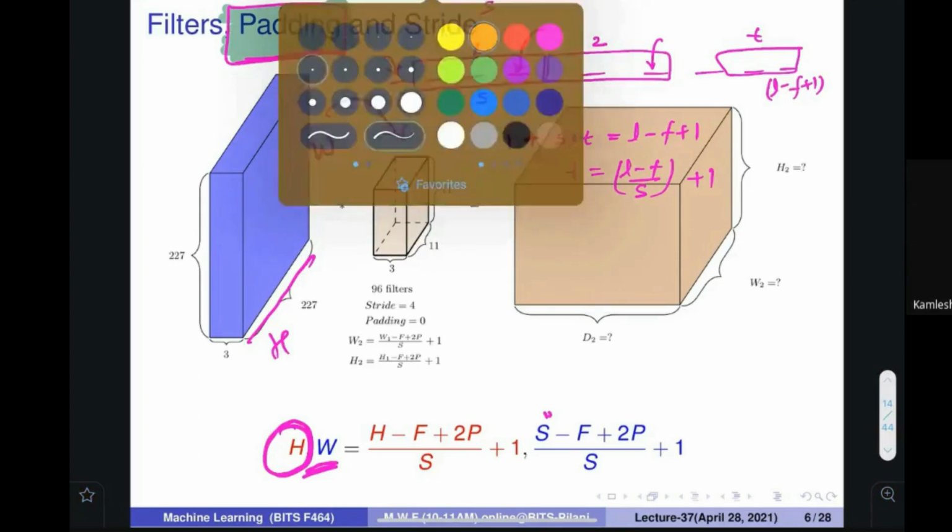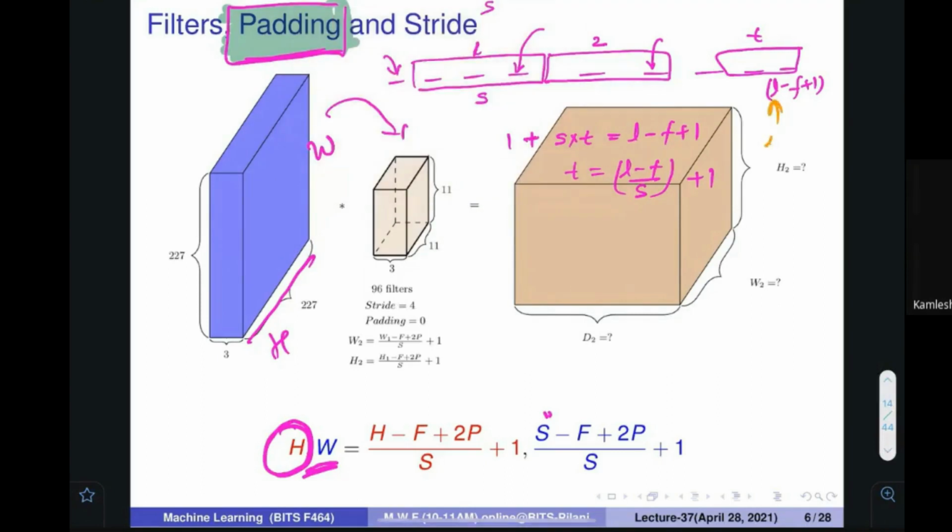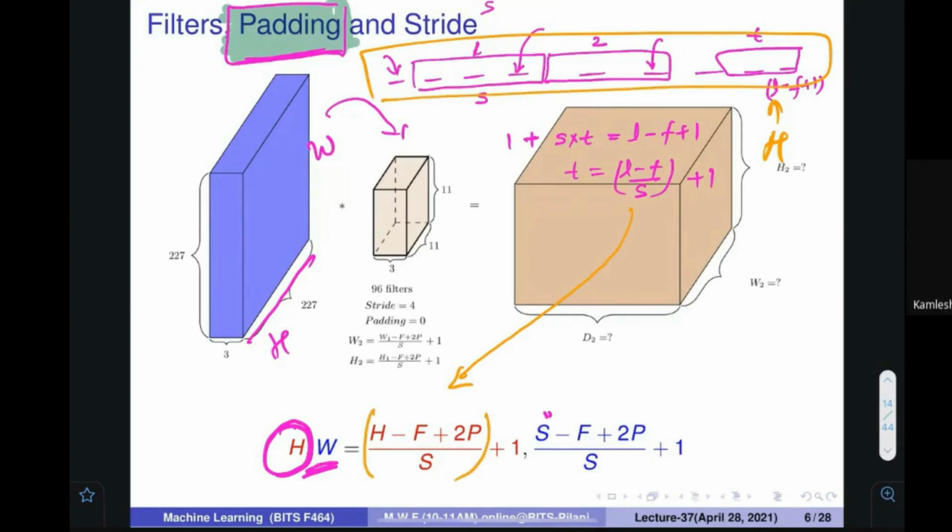I'm going to talk about that. Instead of L, if it is H, if these many number of H items are there, your formula is going to use the same thing. You can think of it as L minus F divided by S. This L becomes L plus 2P if there is a padding. Similarly, this W becomes W plus 2P if there is a padding. You divide it by S and add 1, using this particular formula only.